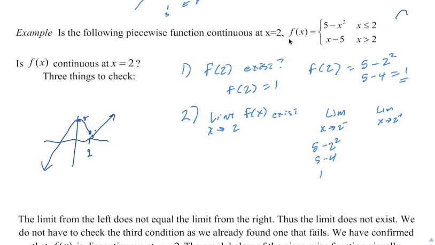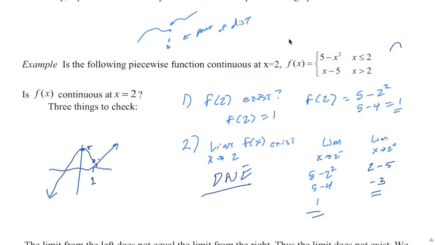So we're going to take the limit as x approaches 2 from the right. On the right-hand side, we're going to plug it in: 2 minus 5, you get negative 3. These do not match, so the limit does not exist. And I could stop there, right? We failed one of the 3 criteria.